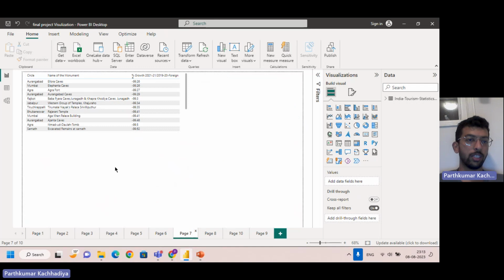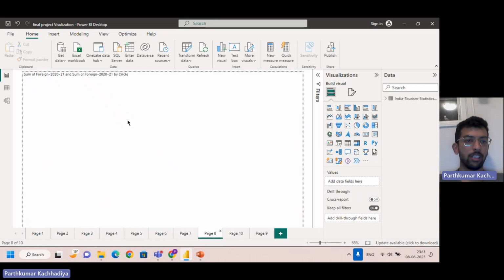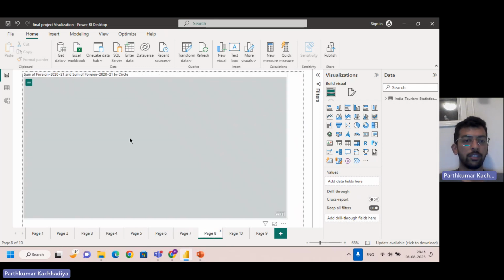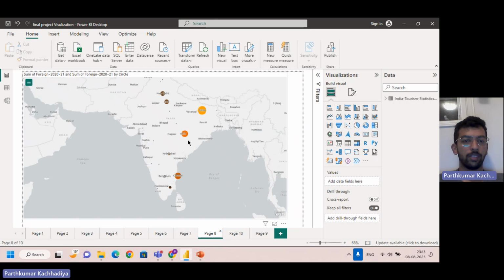And this is the growth rate according to monument. So here also we can see the decline is because of the pandemic, but still it's not that bad. And Ellora Caves, Elephanta Caves, they have almost the same visitors as in the previous year. And the third one, yeah, this is a very interesting graph.